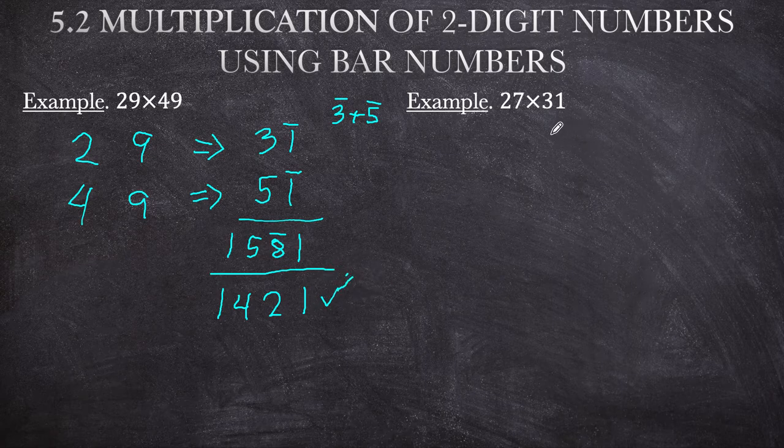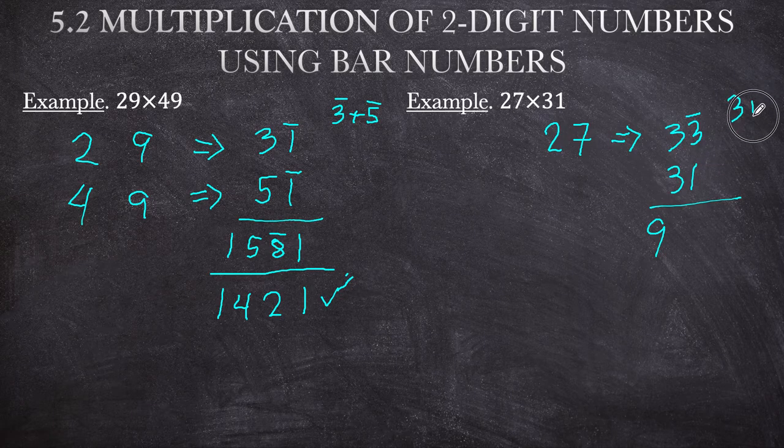Okay, so next we have 27 times 31. We're going to change 27 into 3 bar 3, since 30 deducted by 3 gives us 27, and then we put 31 over here. So 3 times 3 is 9. 3 times 1 is 3, plus 3 times bar 3 is bar 9. Take a look at this, bar 9 is negative 9. So 3 plus bar 9 gives us bar 6, since 3 plus negative 9 is negative 6. And then bar 3 times 1 gives us bar 3.